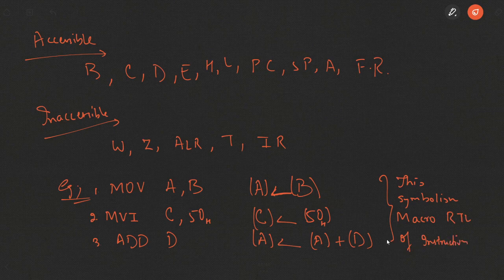It is one of the register transfer languages, the macro RTL, and we'll also be studying the micro RTLs of 8085. This can be referred to as the macro RTL of 8085 or macro RTL of instructions. As we move ahead, we'll use these symbolisms to identify what type of operation is being carried out and what is happening within the 8085 microprocessor, using the macro RTLs as well as the micro RTLs.